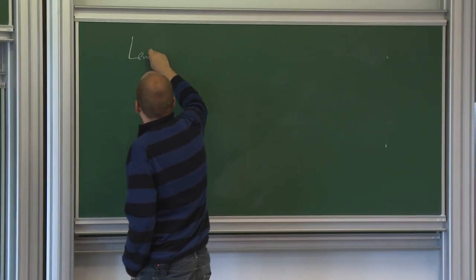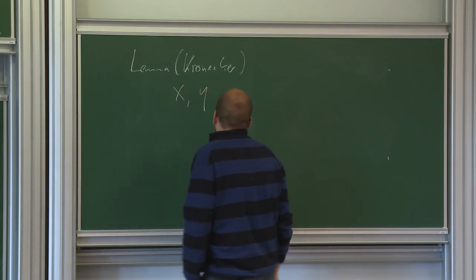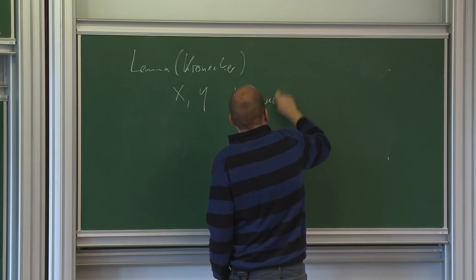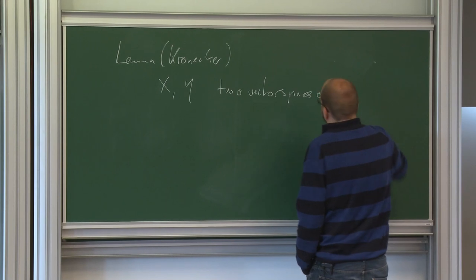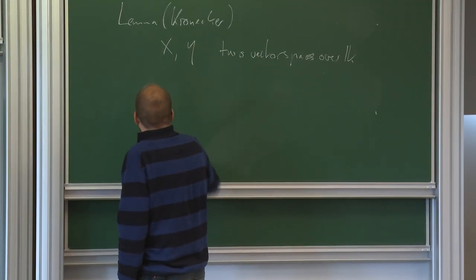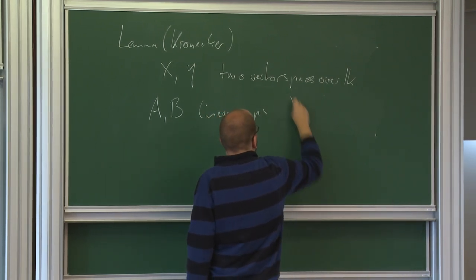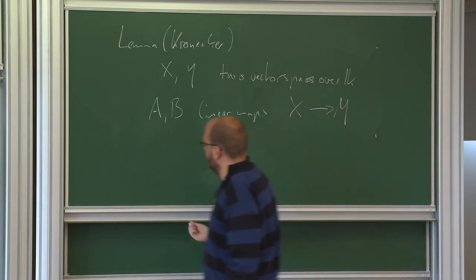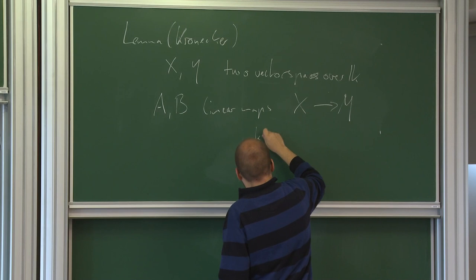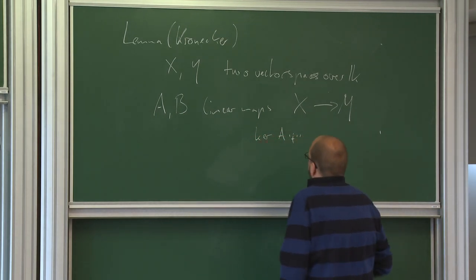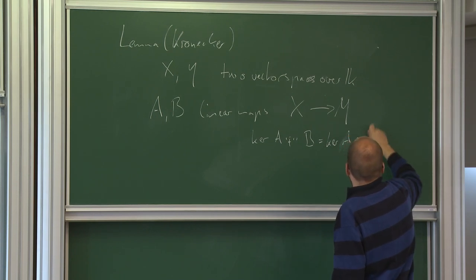Okay, so the lemma goes essentially back to Kronecker. So I have X and Y, two vector spaces over k, and A and B are linear maps from X to Y. All right, and then my first conclusion should be, I want that the kernel of the generic linear combination of A and B is the intersection of the kernels, kernel of A intersection kernel of B.